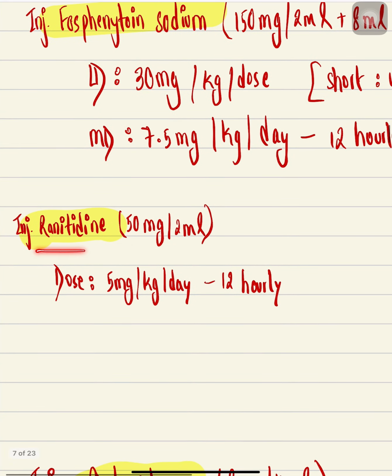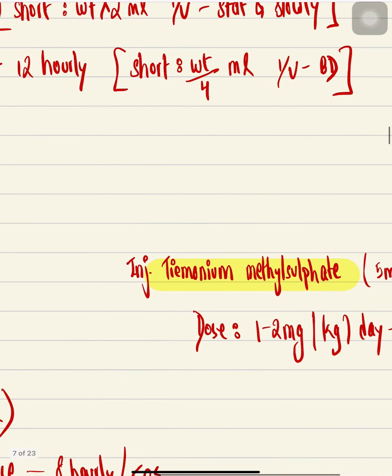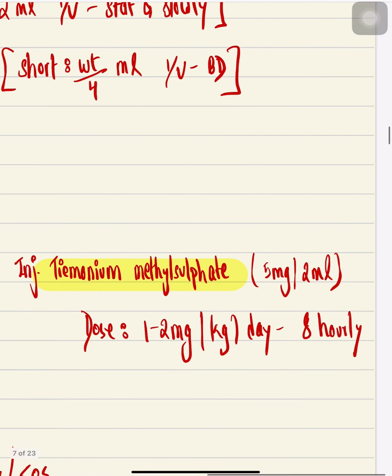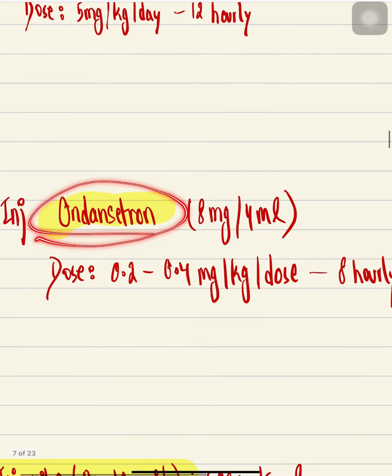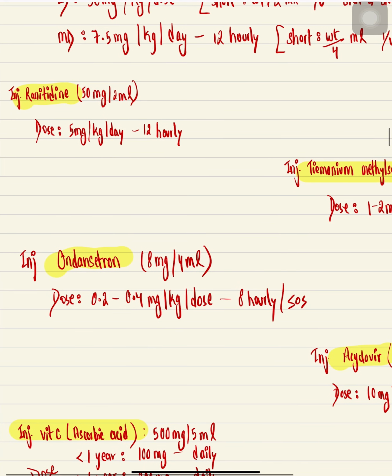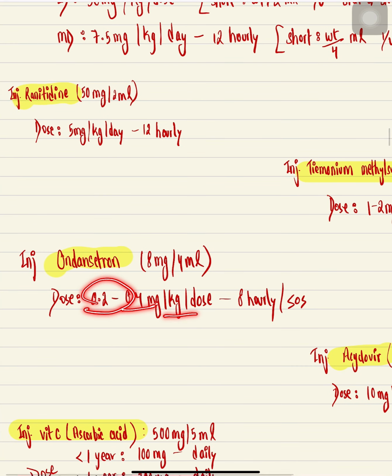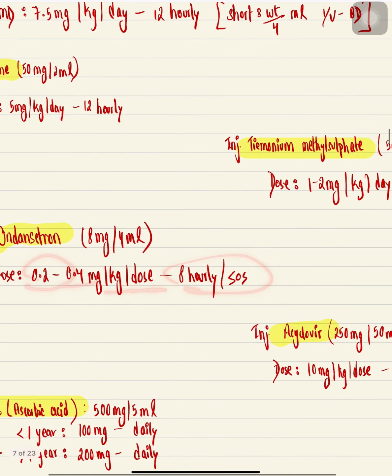We have next injection ranitidine 50 mg per 2 ml. Dose is 5 mg per kg per day, 12 hourly. Injection neostigmine methylsulfate 5 mg over 2 ml. Dose is 1 to 2 mg per kg per day, 8 hourly. Next is injection ondansetron 8 mg over 5 ml. Dose is 0.2 to 0.4 mg per kg per dose, 8 hourly or SOS.